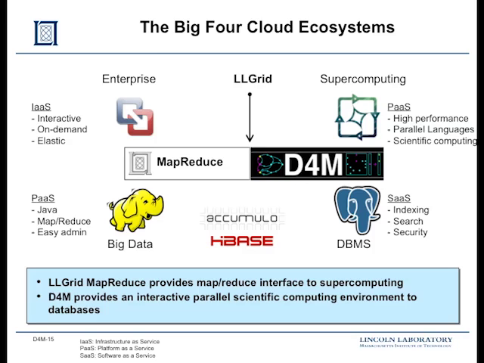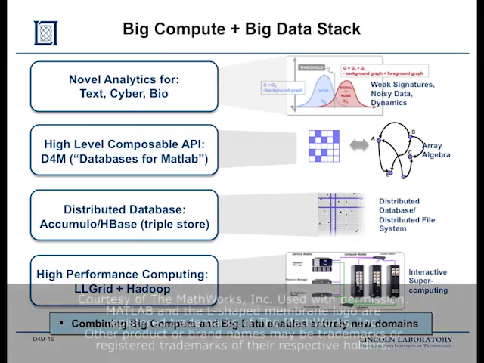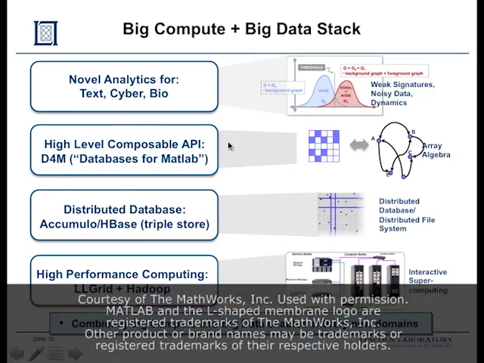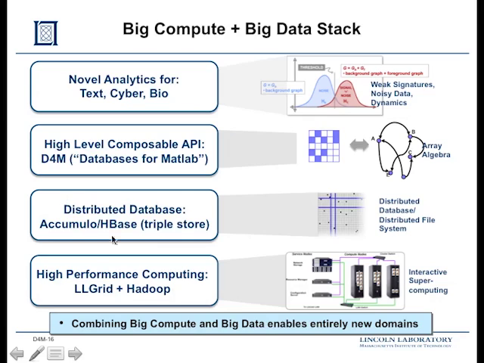As we move towards combining, our big vision here is to combine big compute and big data. So we have a whole stack here as we deal with new applications, text, cyber, bio, other types of things, the new APIs that people write, and the new types of distributed databases. So it's really affecting everything.